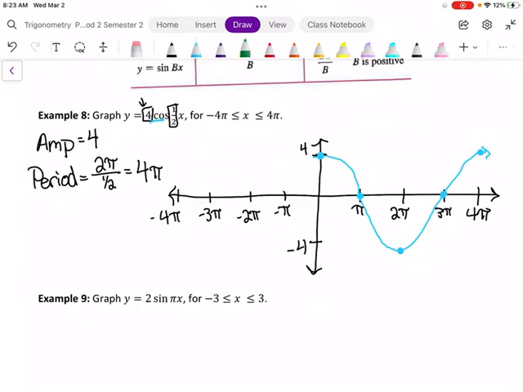Then we follow the same pattern going the other direction. So we start at our maximum, go to 0, to our negative, back to 0, and up to our maximum again. And that would be the second half of this graph from -4 pi to 0. If you want to add in your parent graph to this, you can, but it's not necessary as long as you can figure out these points without it.